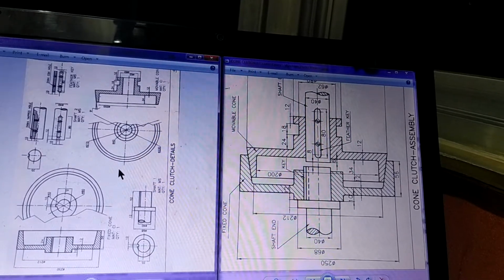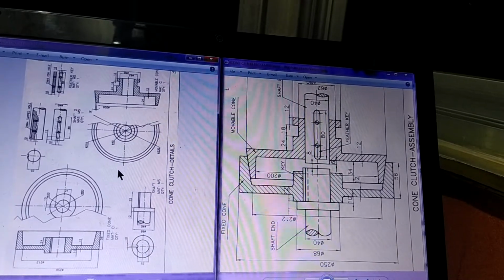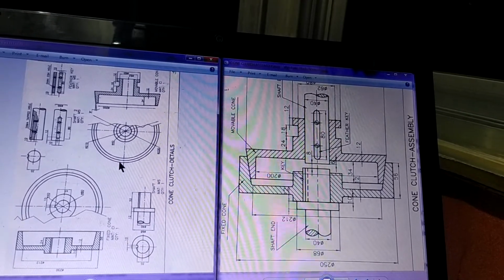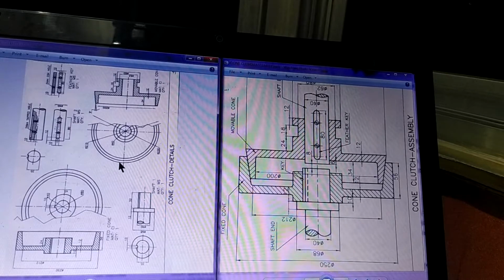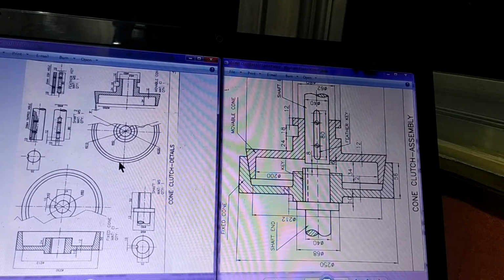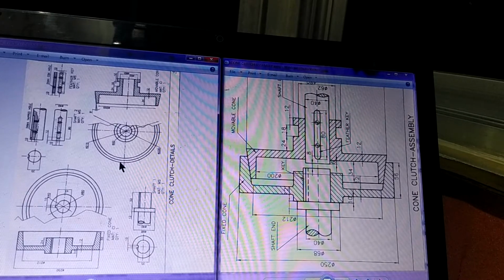Hello everyone. Today we are going to learn a new topic, that is assembly drawings. How to prepare assembly drawings. Now, what is this topic all about? What are we going to learn in this topic?